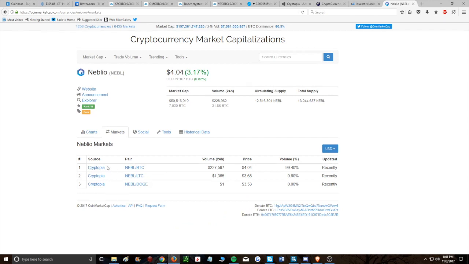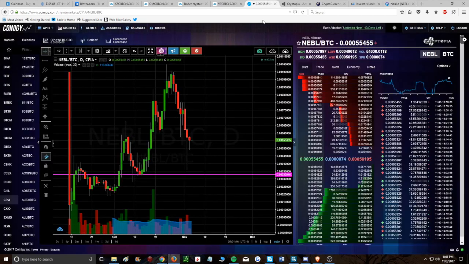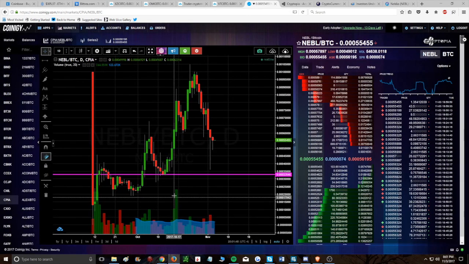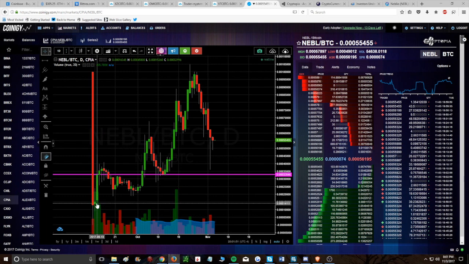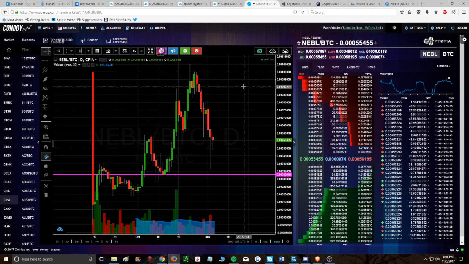So when they start getting added to more and more exchanges, that's going to cause more volume to come in. And when more volume comes in, the price is going to go up because the supply is low. We pull up the Neblio chart right now, and I mean, it was all the way down here at 14K, and it's been as high as about 100K.